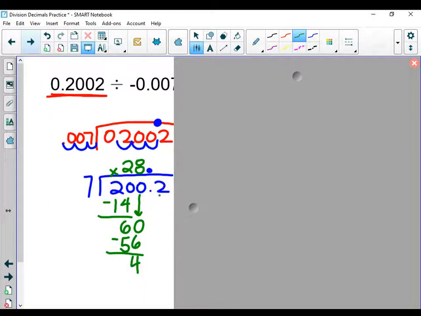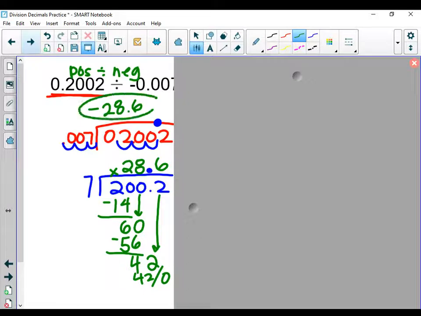I'm slowly working my way left to right. Does 7 fit into 42? Yes, 6 times. When I have nothing left over, that means my problem is done. Except for a positive divided by negative is a negative 28.6.